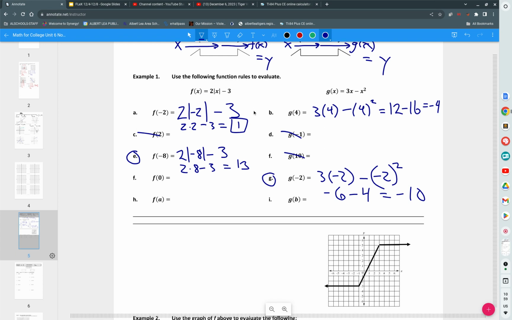Questions? What's different about H and I? They simply have letters. You just replace the variable with that letter. So it's 2 times the absolute value of A minus 3. And then letter I, it would be 3 times B minus B squared. You may wonder why we would do that. You'll start replacing variables with letters once you get into pre-calculus and calculus. That becomes a common thing that is used for operation.